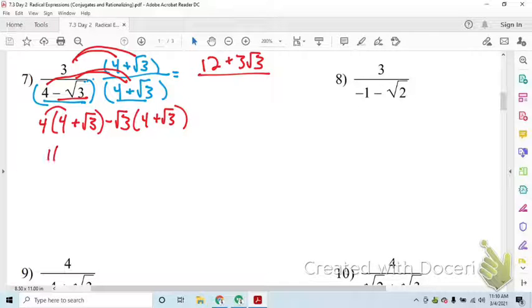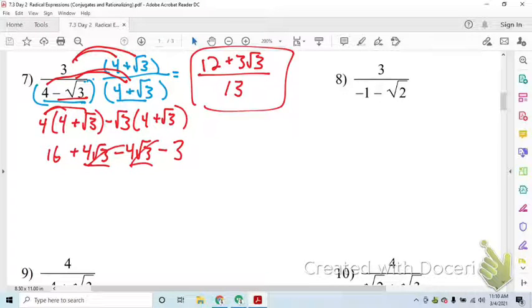So this will be 16 plus 4 root 3 minus 4 root 3, and then minus, let's see, that'd be root 9, so 3. Those two, once again, go away, which is what we want, and 16 minus 3 is 13. Can't simplify it, it's all the way done.